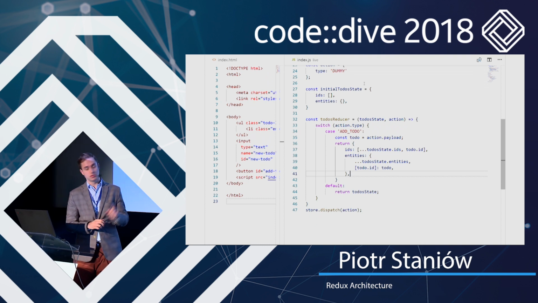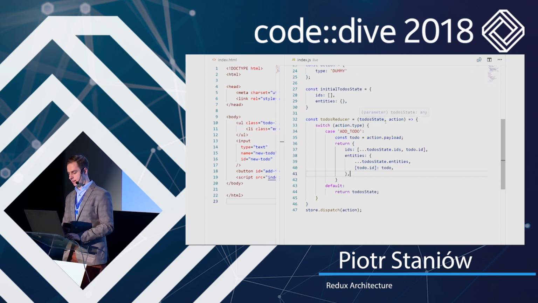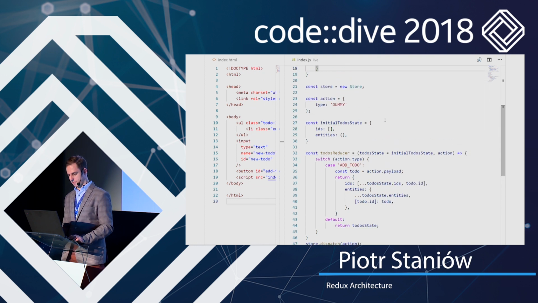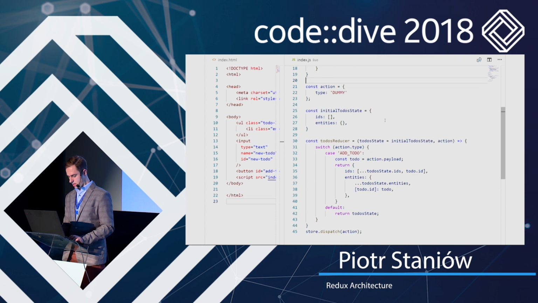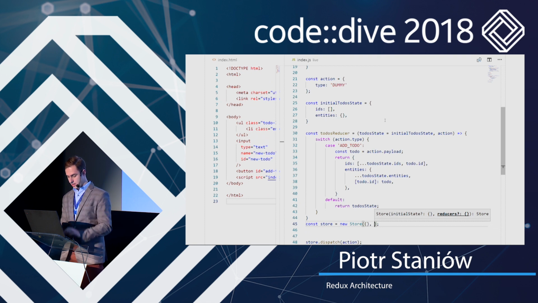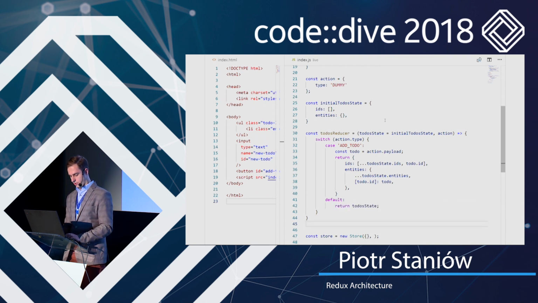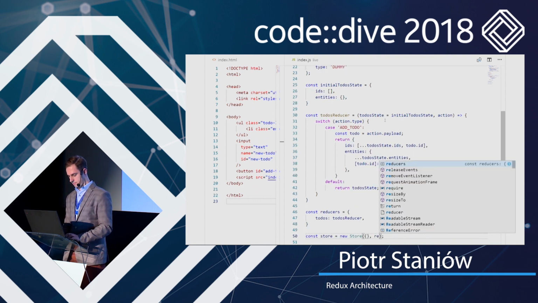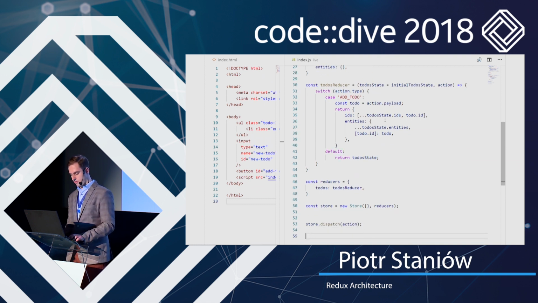And we are not using the initial ToDo state yet. So let's say if the state was undefined, we want initial ToDo state. Okay, let's move the creation of store somewhere down below. So the initial state may be still an empty object, and we may need to say what are our reducers. So we have a ToDo reducer. And let's actually pass it.